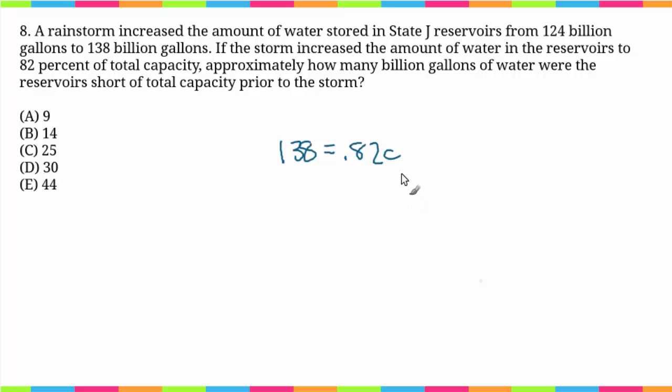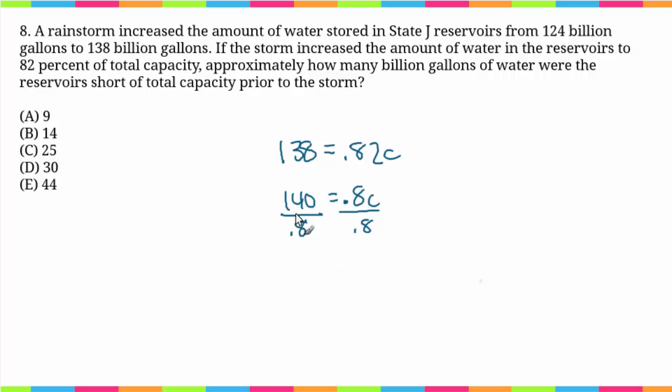But first, I want to point out something very important that you should always keep an eye out for. So this question actually says approximately. That magic word there is going to allow us to do this problem a little bit more quickly. So since it says approximately, that allows us to round, okay? So in this case, I'm going to go ahead and round this to 140, and I'm going to round this down to 0.8. And now I'm going to go ahead and solve for C. So I'm going to divide by 0.8 on both sides.